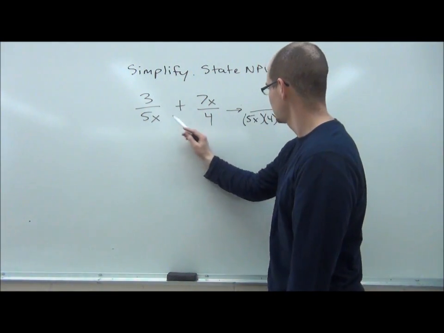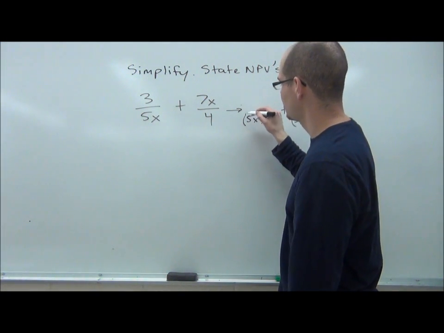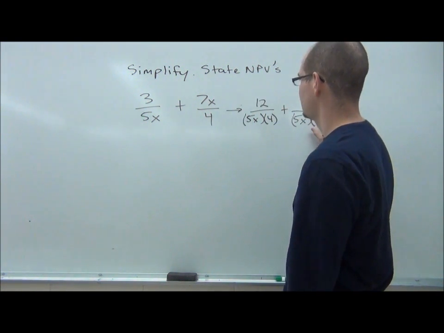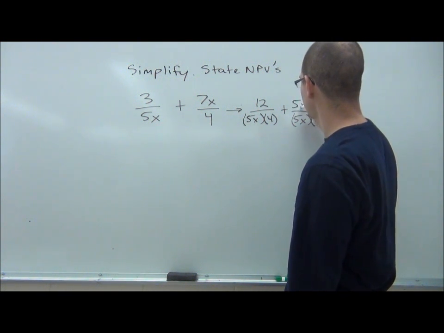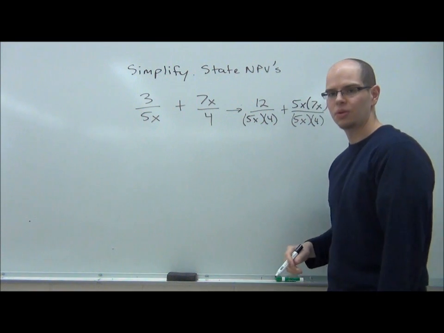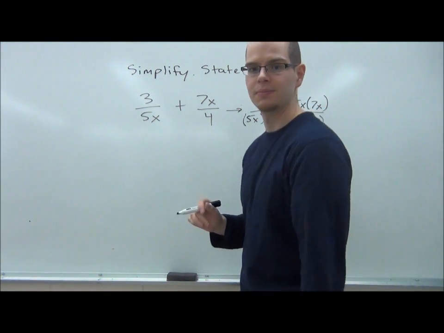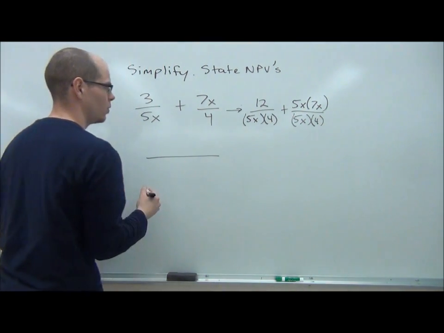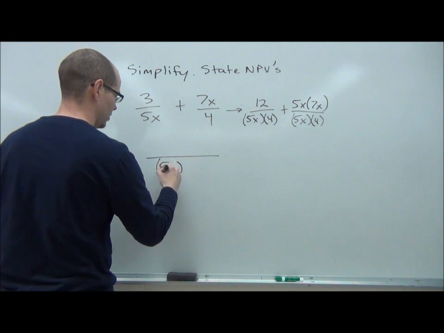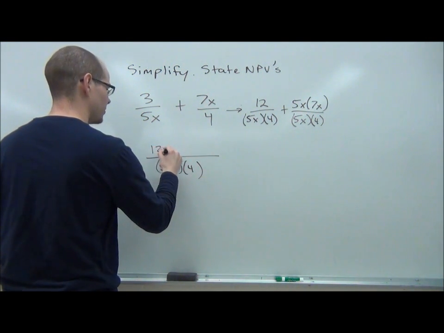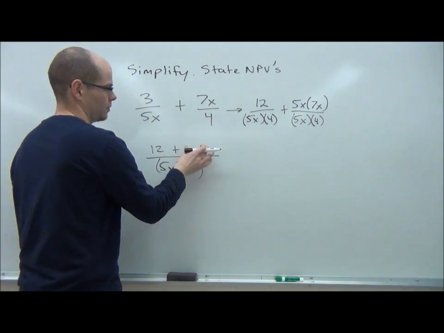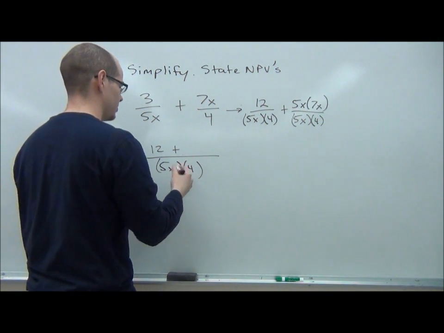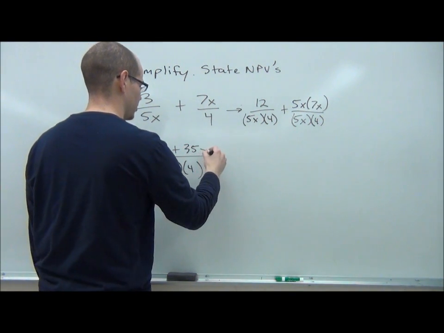Now, on the left fraction, I multiply the bottom by 4. So I got to now multiply the top by 4. So it's now 12. And then over on the other side, I multiply the bottom by 5x. So I now need to multiply the top by 5x. That's important. What you do to the bottom, you need to do to the top. Now, I can put this all over one sign. On the top, I've got this. Now, I can put those two together, 5x times 7x. I could put those two together. 5x times 7x is 35x squared.